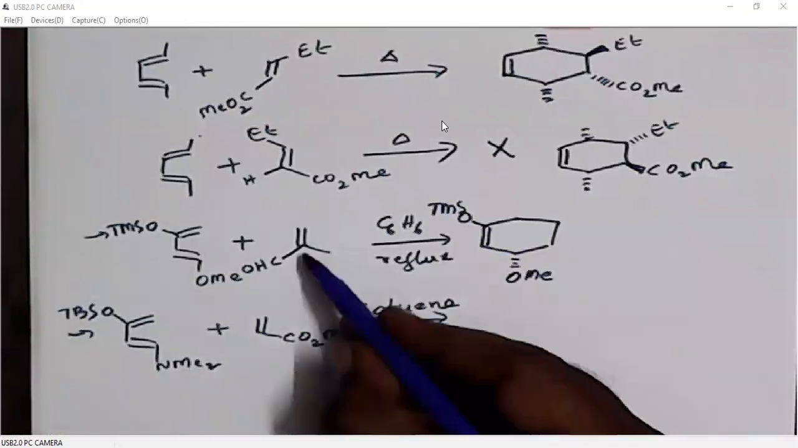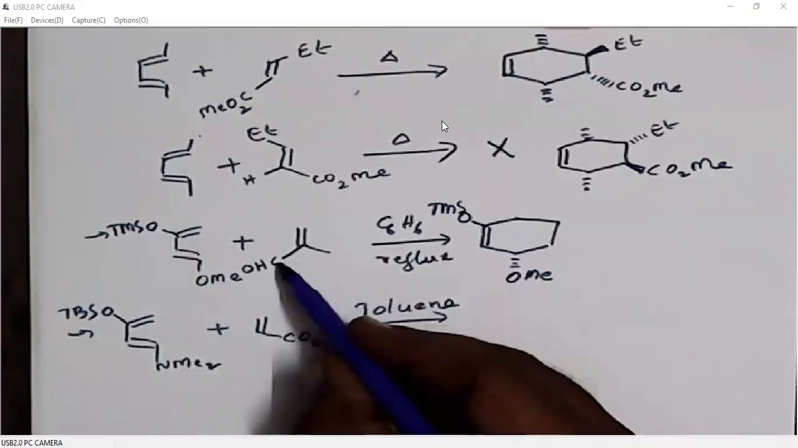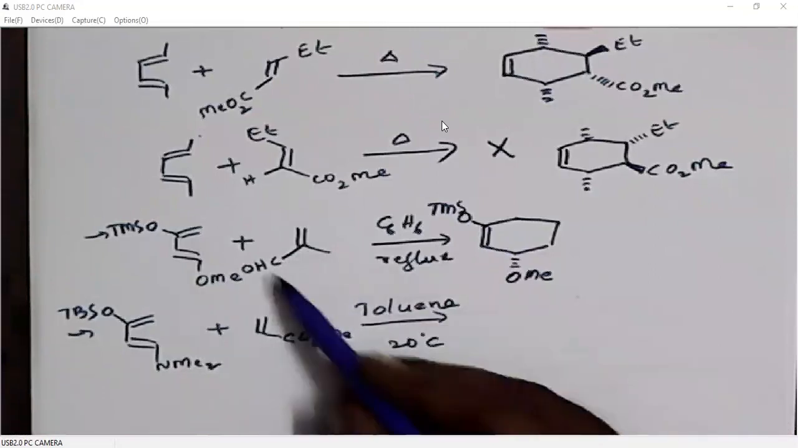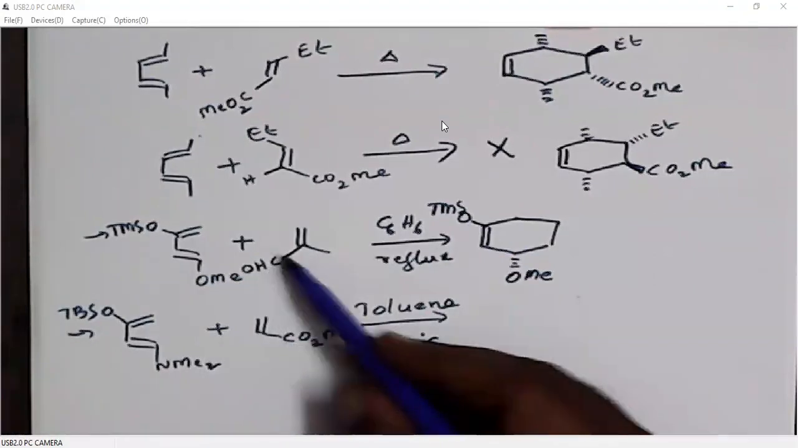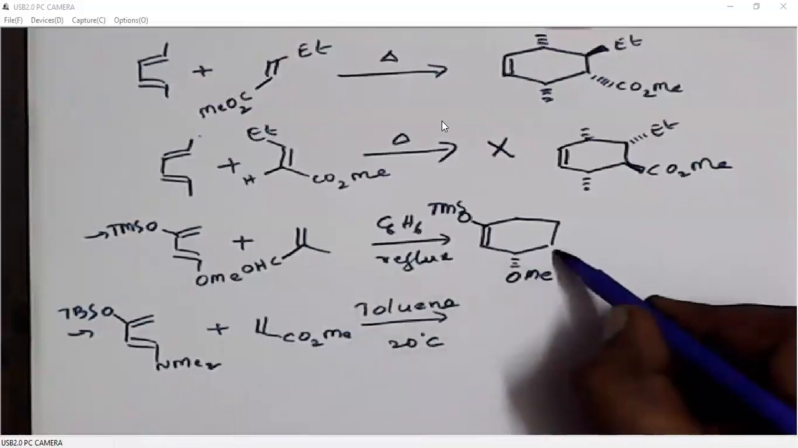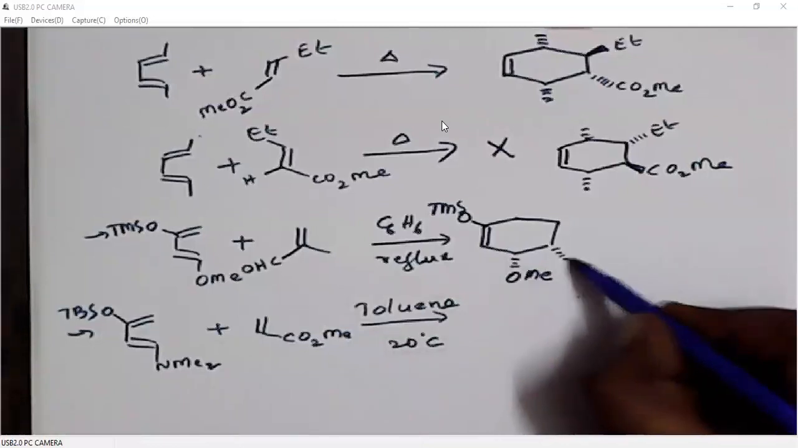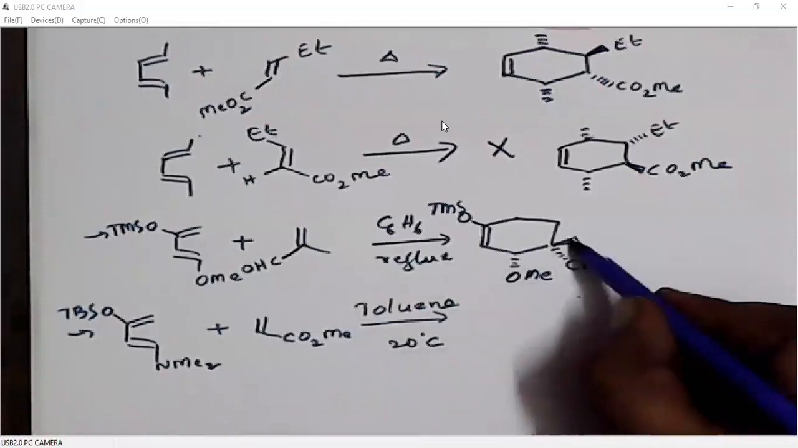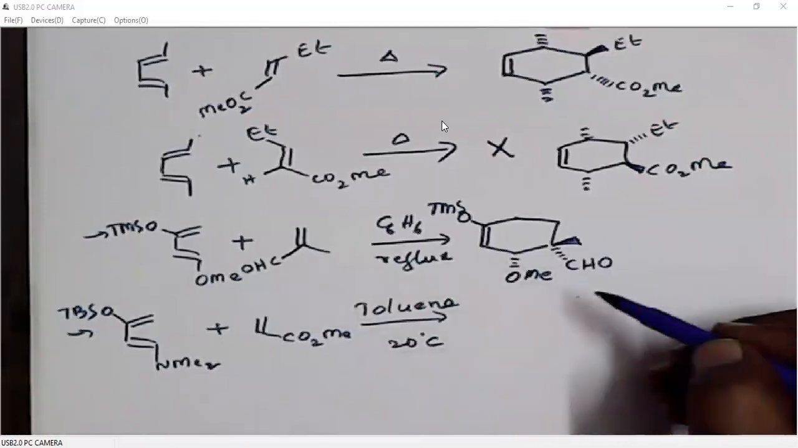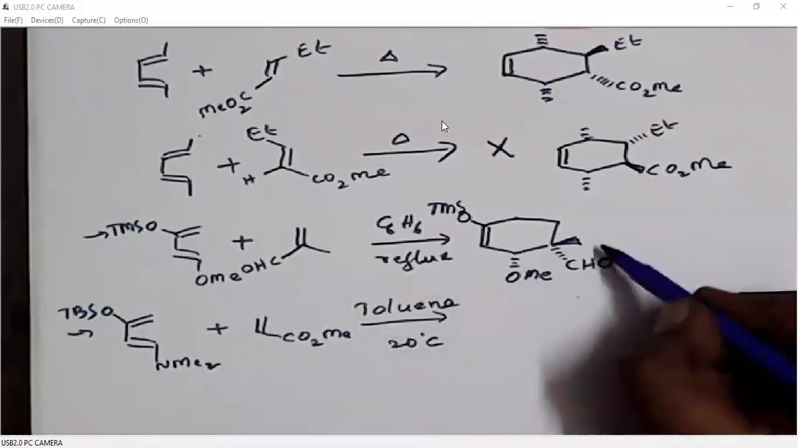And at the same time, out of these methyl and aldehyde groups, the aldehyde has an additional C double bond. So it will have secondary orbital interaction. So CHO will follow the endo rule. So CHO will be below the plane, and methyl will be above the plane. So this is how we need to predict the stereochemistry.